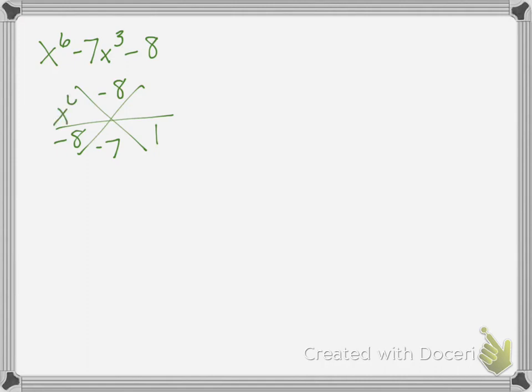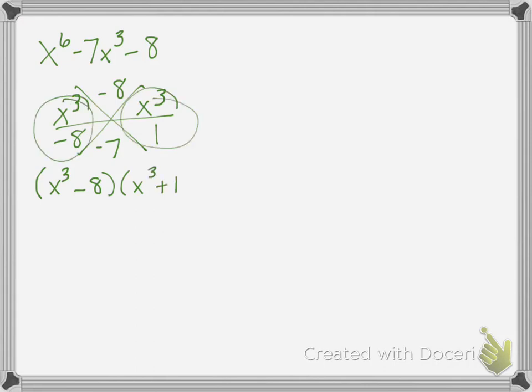We put x to the 6th and x to the 6th, so we ended up with x to the 6th minus 8 and x to the, I'm sorry, not x to the 6th, here I am making a mistake, it's been a while. That's not x to the 6th, it's x to the 3rd. There we go. And x to the 3rd plus 1. So again, x to the 3rd minus 8, x to the 3rd plus 1.